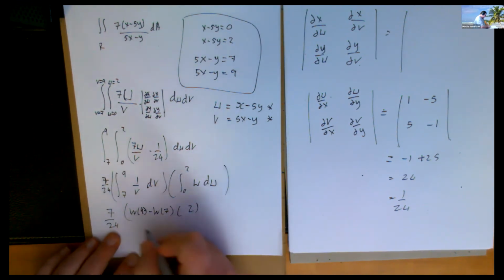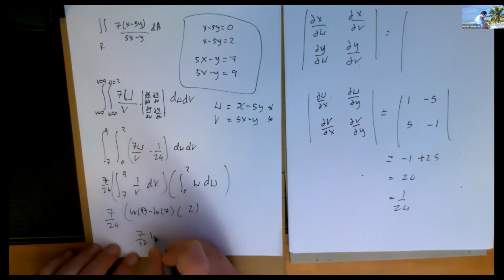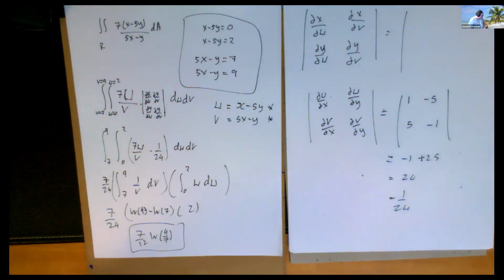So I guess they cancel. Looks to me like it's 7/12 times the log of 9/7. Yep, that's what I got.